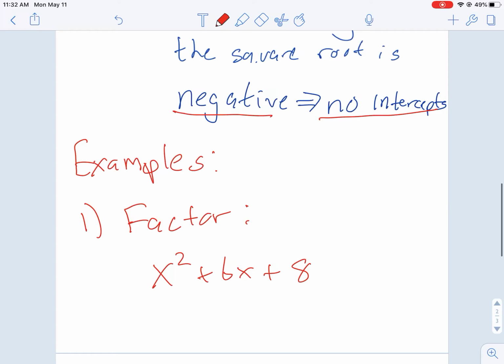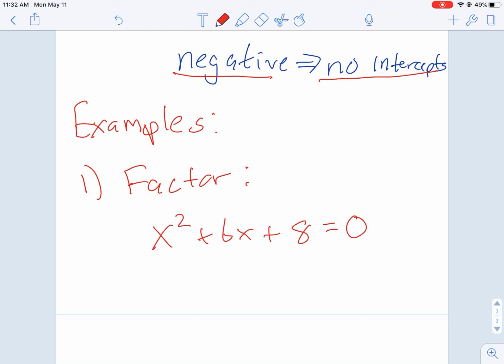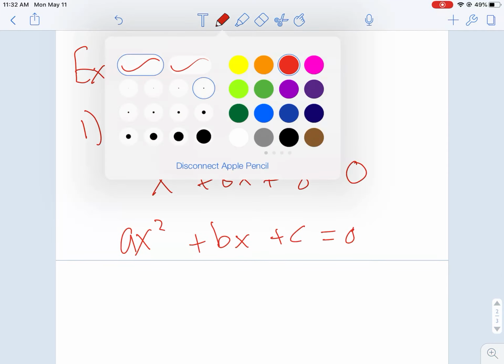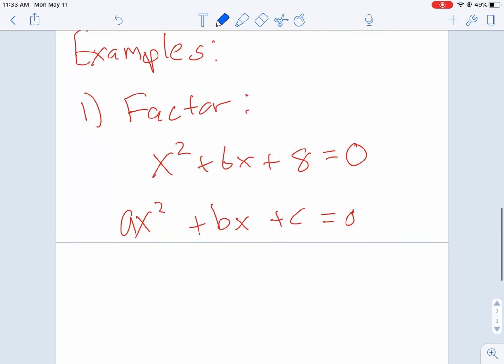We want to factor this equation, x squared plus 6x plus 8 equals 0. First and foremost, let's check that it's in standard form, and the answer is yes. This is ax squared plus bx plus c equals 0. Let's identify our a, b, and c. Since there's nothing in front of our x squared, there's an invisible 1 here. So a equals 1, b equals 6, and c equals 8.